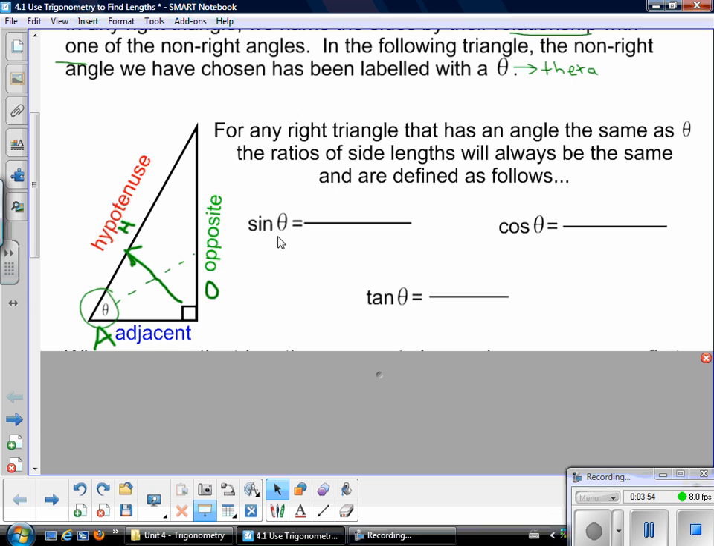So sine theta is, and you maybe remember SOHCAHTOA. We usually write SO. If I have SO, that means that the ratio, and a ratio can be written as a division, is opposite over H, which stands for hypotenuse.